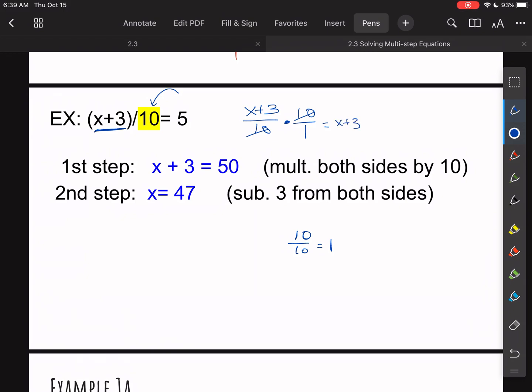The opposite operation always cancels things. So if we do that, we're left with x plus 3 is equal to, don't forget, you have to multiply both sides by 10, so we have 50 on the other side. Then to get x by itself, x is being added to 3, so we need to subtract 3 from both sides. If we subtract 3 from both sides, we are left with x equals 47.